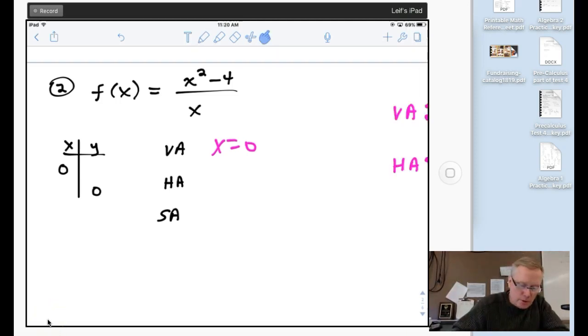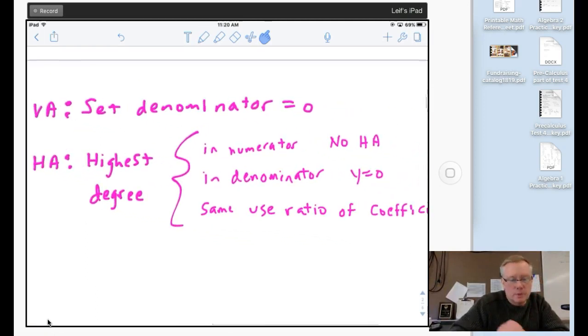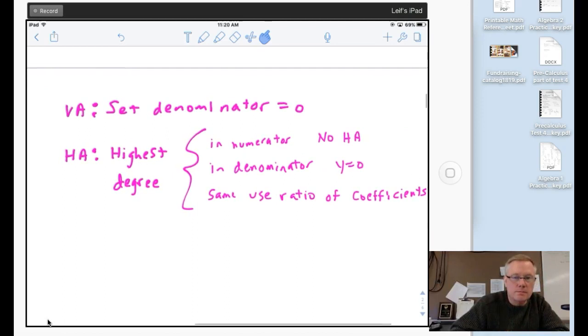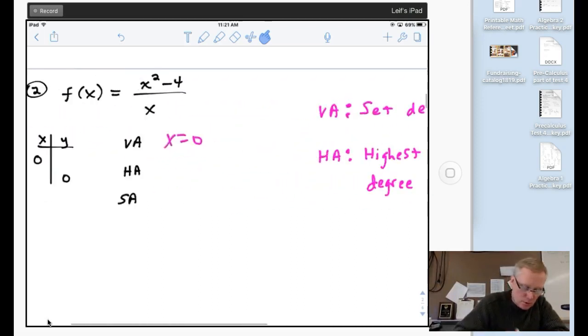So I wrote down a quick refresher over here for which one's vertical, which one's horizontal. Remember, and you should have this from the last video, but in case you were stuck: vertical asymptote, set the denominator equal to 0. Horizontal asymptote, you look at the highest degree. If it's in the numerator, then there's no horizontal asymptote. If it's in the denominator, then y equals 0. And if it's the same degree in top and bottom, then you use the ratio of the coefficients. All right, so just a quick refresher on that.